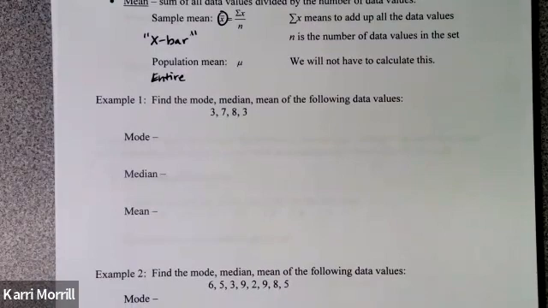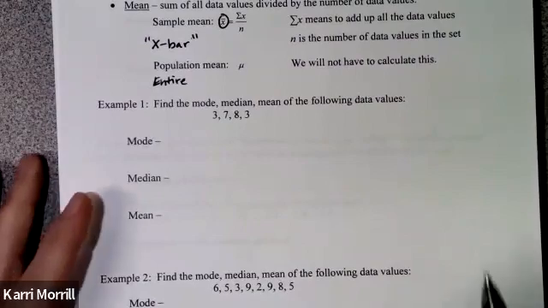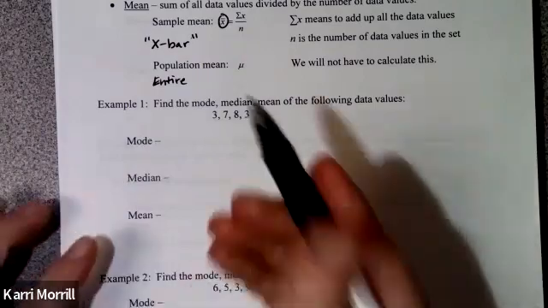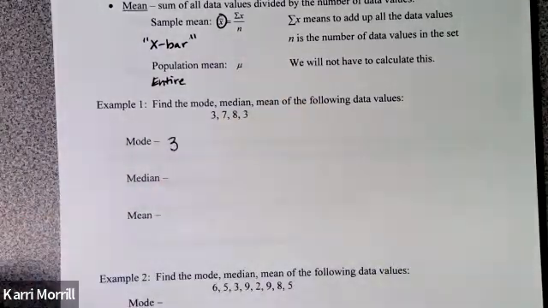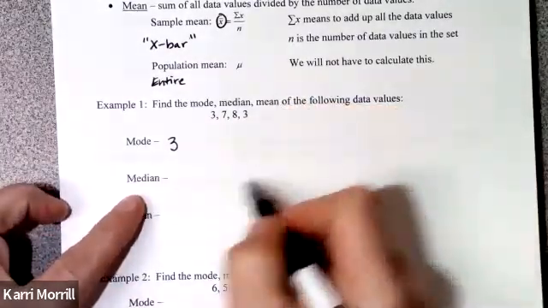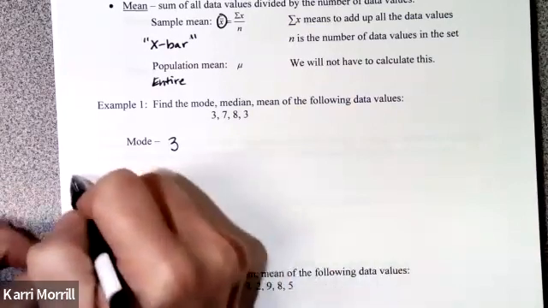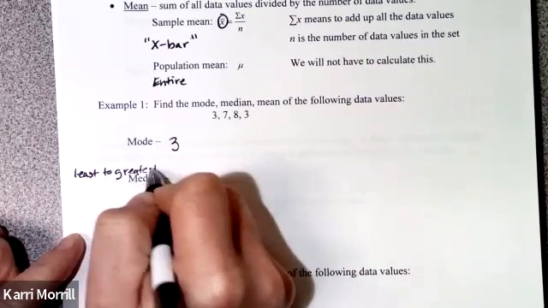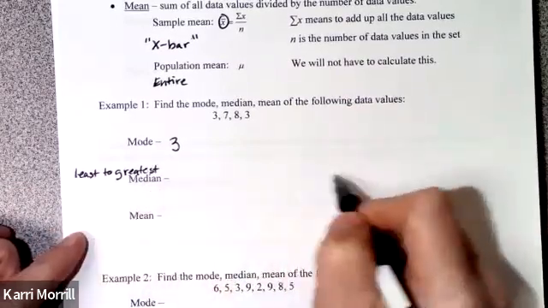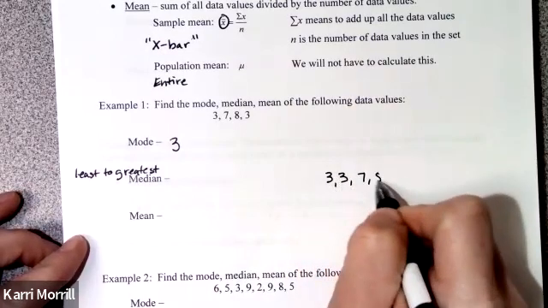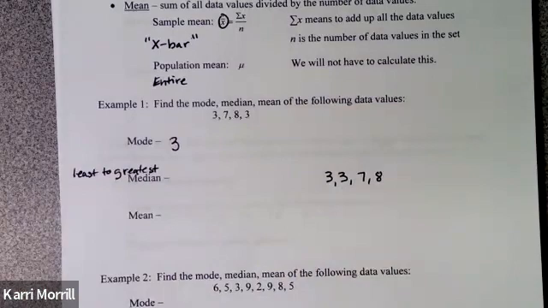It says find the mode, median, and mean of the following data. I can tell that there's a number that repeats twice, and that's the number 3. When we do the median, we need to put these in order from least to greatest. So do that first. Let's say we have, and I'll just do it over here to the right, 3, 3, 7, and 8. And so your median would be your middle number.